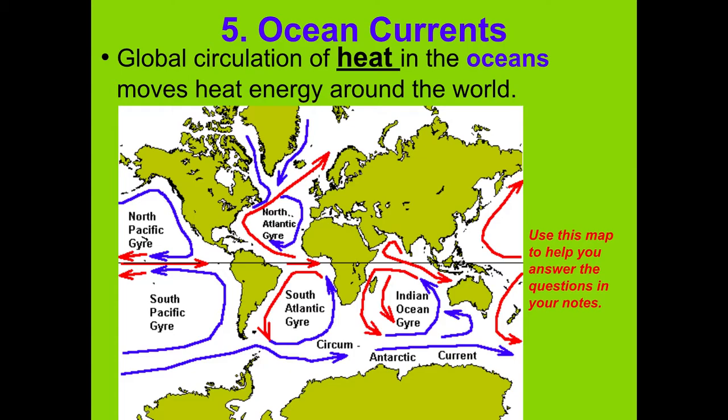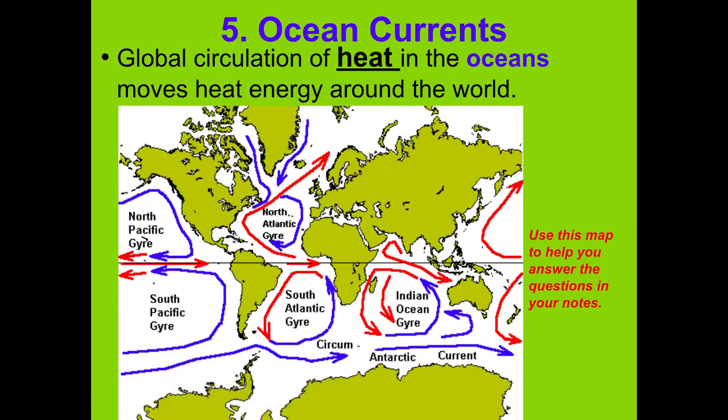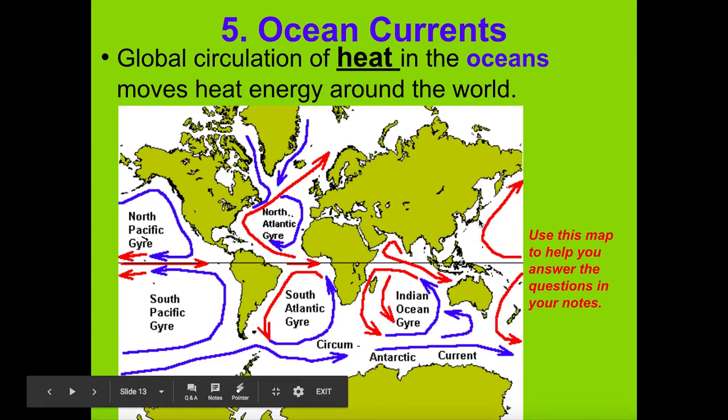Ocean currents circulate heat in the ocean. So you have some questions in your notes. Let's look at what those are next to this map. How would the water temperature off the coast of Japan be different than the water temperature off the coast of Northern California? So Japan, for those of you that don't know, is over here, and Northern California is right here.